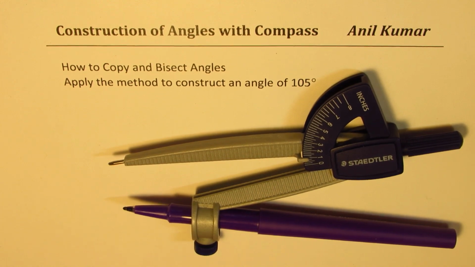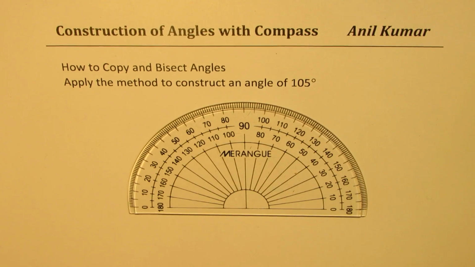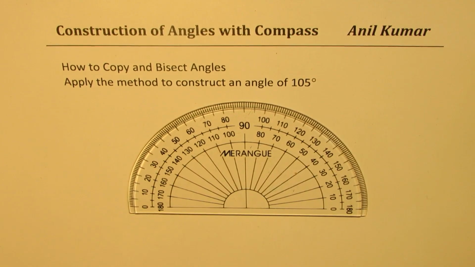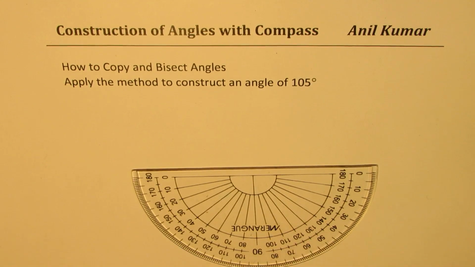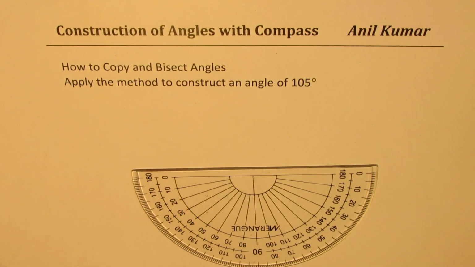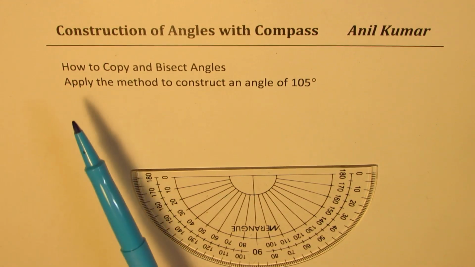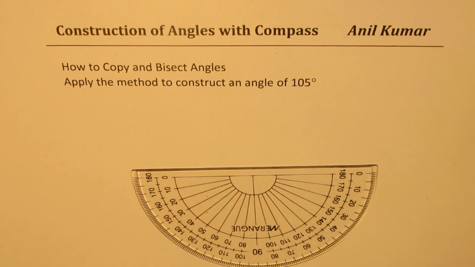We are definitely going to use a protractor also to measure the angles, but not for their construction. So we'll check our results using the protractor, right? But we'll actually create all the angles using compass. Well, I can also use this protractor for drawing straight lines. So the question here is how to copy and bisect angles. That is one thing we'll learn. Second is apply the method to construct an angle of 105 degrees.